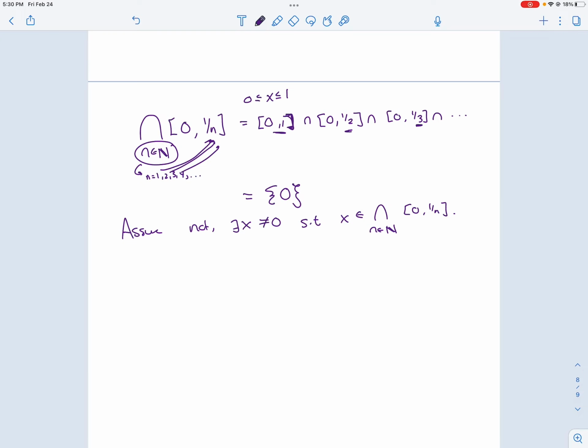I want to proceed by cases. Can anyone think about what my cases might be? What types of numbers could you think might be an x, or definitely not an x? -3. Is -3 in there?